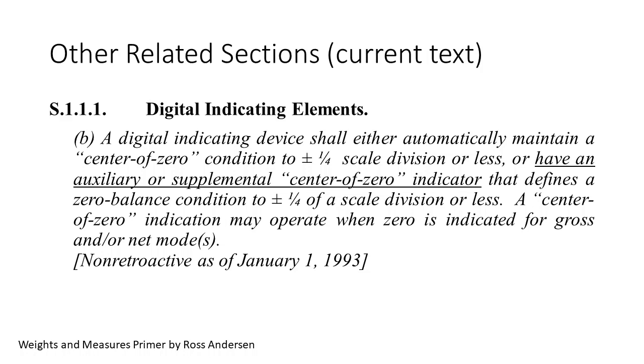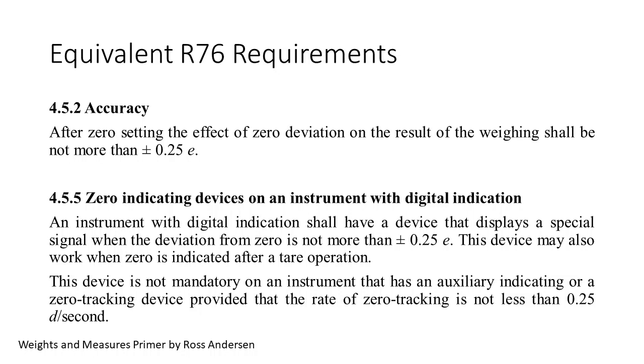The initial text in Part B addresses maintaining center zero, but was something left out about how it got to center zero in the first place? Next, notice the underlying text. Does this auxiliary or supplemental center zero indicator imply one exemption from the maintenance requirement or two? It has traditionally been interpreted as one exemption for a zero tracking device. Here are the related R76 sections. Section 452 is an accuracy requirement for zero setting to 1/4 E.